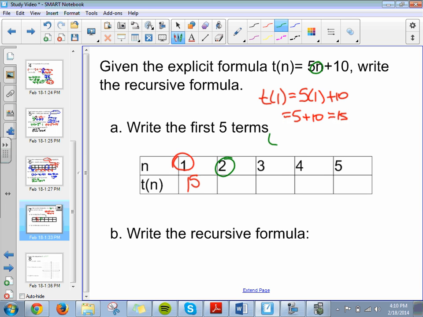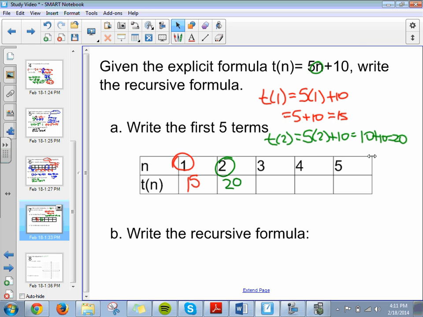Next, we'll do the same thing, filling in for 2. So t of 2 will be equal to 5 times 2 plus 10, which is just 10 plus 10, which we know to be 20. Hopefully, once we get that first number down, you can start to see the pattern that's emerging, that we're going up by 5 every time. And we can see that also represented in the explicit equation, because it is our slope. That number is what we are increasing at a constant rate.